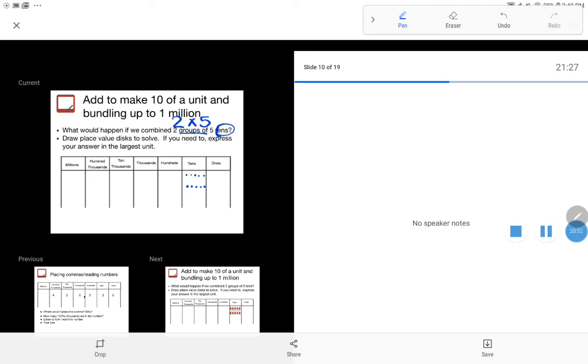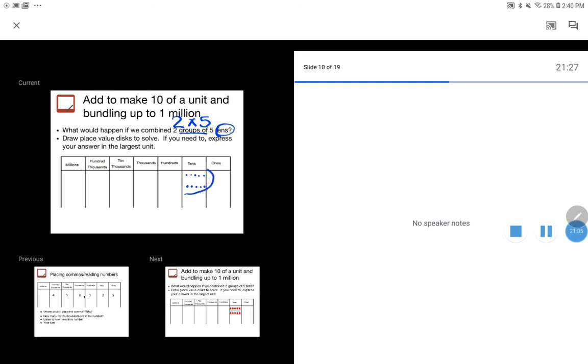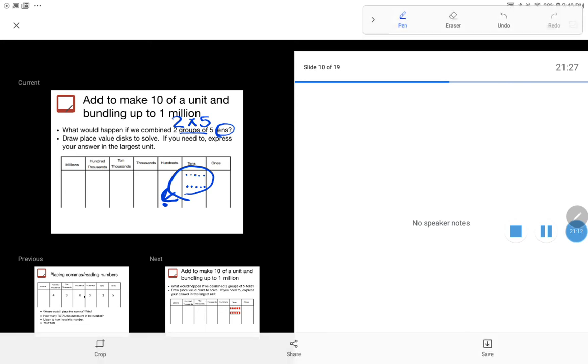How many tens do I have? 10 tens. So how would I express or say that? 100. Yeah, those 10 tens become 100. All right?